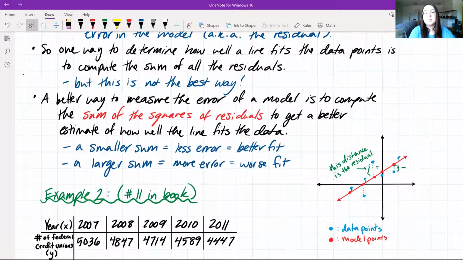So what we'll do instead is we'll take these residuals and we'll square them. And when we square values that are negative, they become positive. So what we're essentially getting here is that we'll have a full positive scale of numbers. And when we add them up, we'll get a better estimate of how well the line fits the data. And so the thing to understand is that a smaller sum of squares of residuals will mean that there's less error, and that means that it's a better fit. A larger sum will mean that there's more error and it is a worse fit.